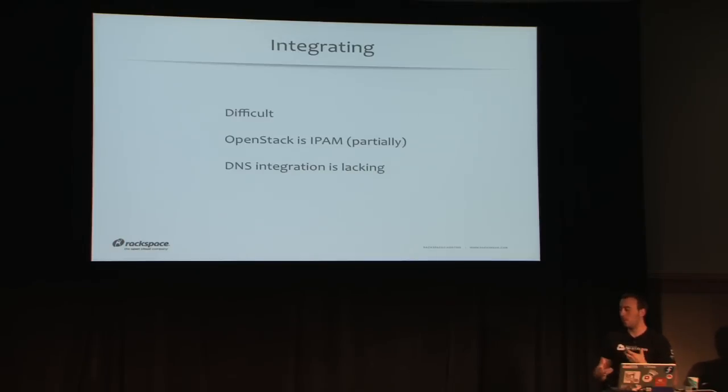And a lot of people want to know about integration with their existing IPAM. The problem there is that OpenStack really is IPAM. So it wants to know everything about networking. It wants to decide everything. So trying to integrate with one of your existing ones is going to be a headache. I'm not sure if anyone's successfully doing that real well or not. But it doesn't handle all the things you expect IPAM to handle, like DNS. So just be aware of what's going on there.